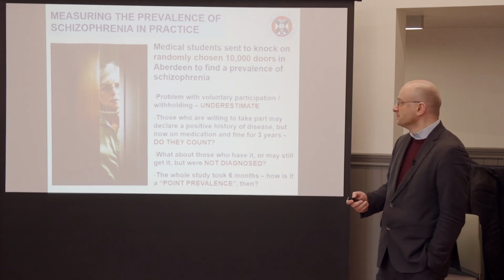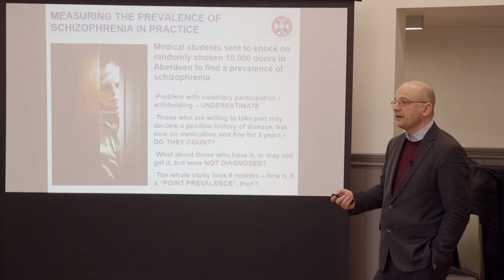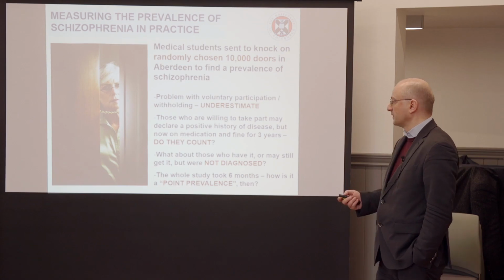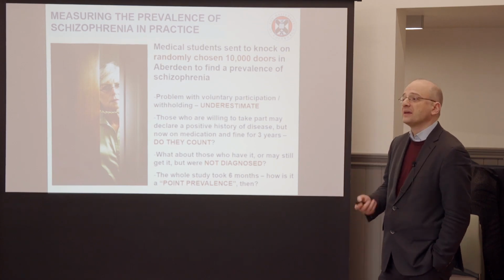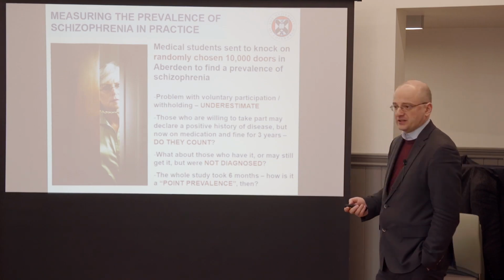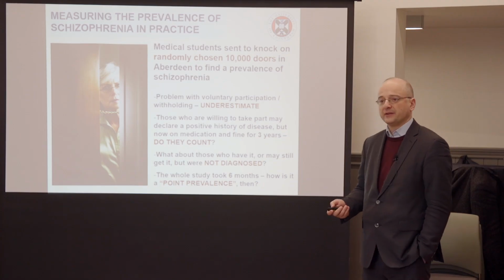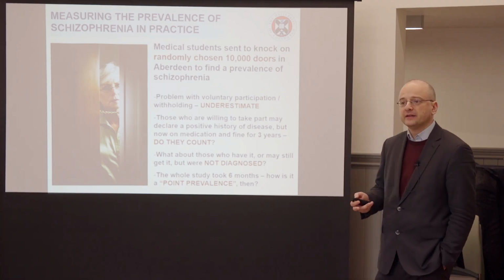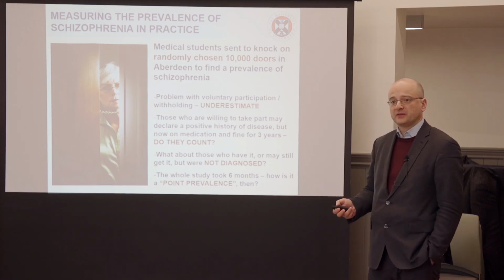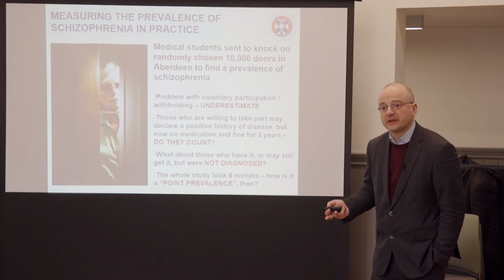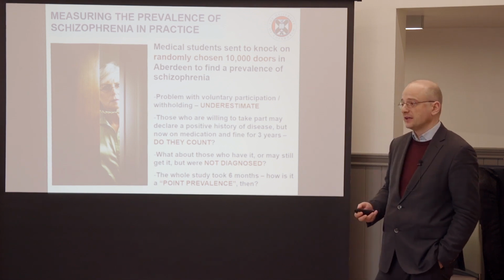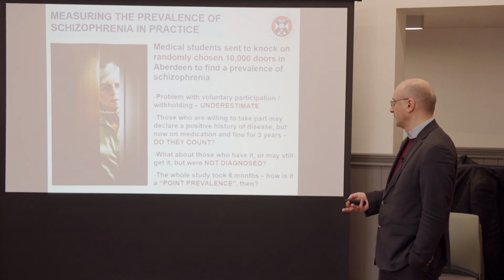And then what's going to happen? You come to a door and people may or may not be willing to open the door for you. Once they open the door and you tell them what to do, they may give you the correct information, but they may not. And then you may encounter people who tell you that they had schizophrenia 10 years ago, but they're now fine. Do they count or do they not count? There may be people who say that they have schizophrenia, but they're on medication and they've been completely fine for the last few weeks because they've been taking medications. Is this a case or is this not a case?